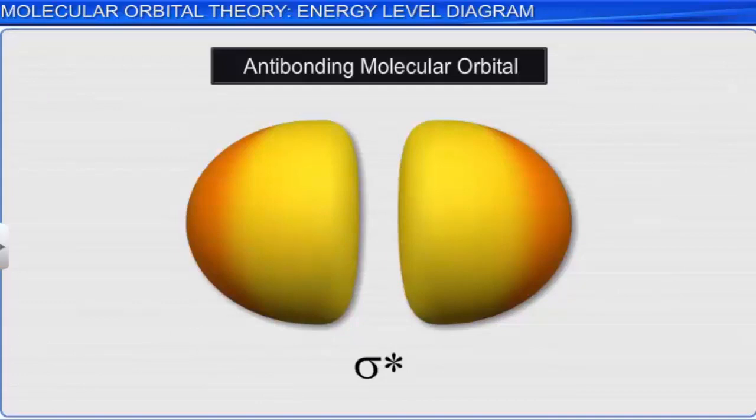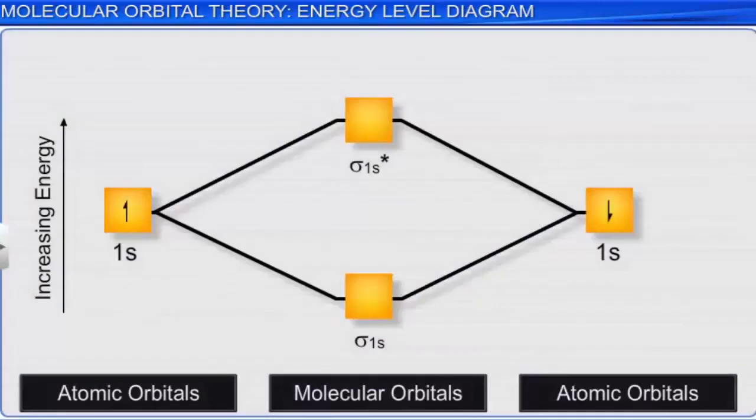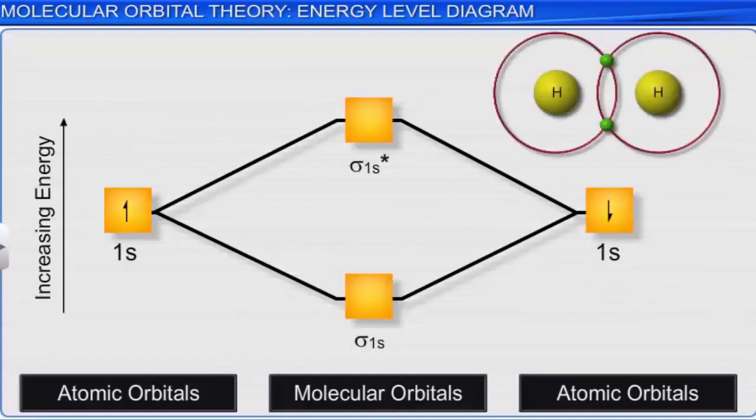Just as in atoms, electrons in a molecule too first occupy lower energy levels. Thus, we find that the two electrons of the hydrogen molecule first occupy the sigma bonding molecular orbital. This lowers the overall energy of the molecule compared to the isolated hydrogen atoms.